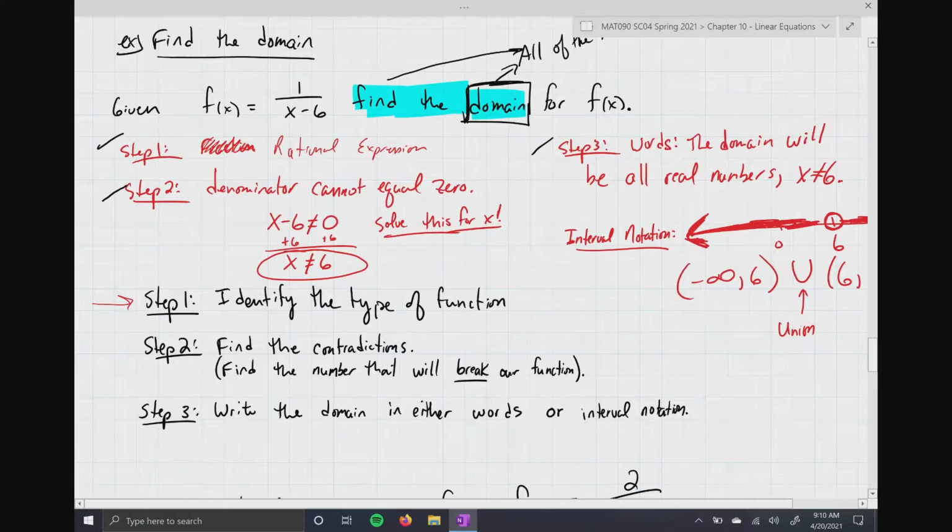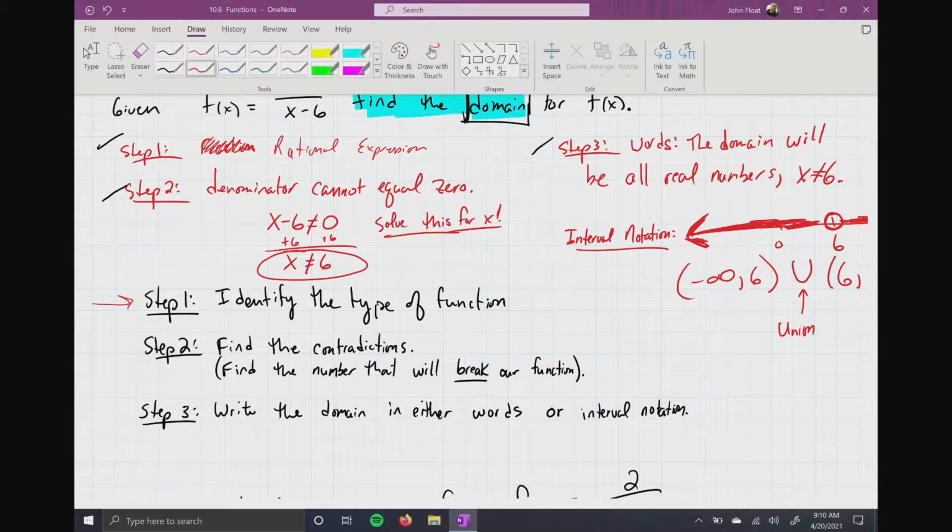Step 2, find those contradictions. I know x can be any number I want it to be. I do not want it to be 6, because when x equals 6 and I substitute it into my function, I'm going to get 1 over... I'm going to write it in the upper right hand corner in a different color. We're going to say green, if I can find green.